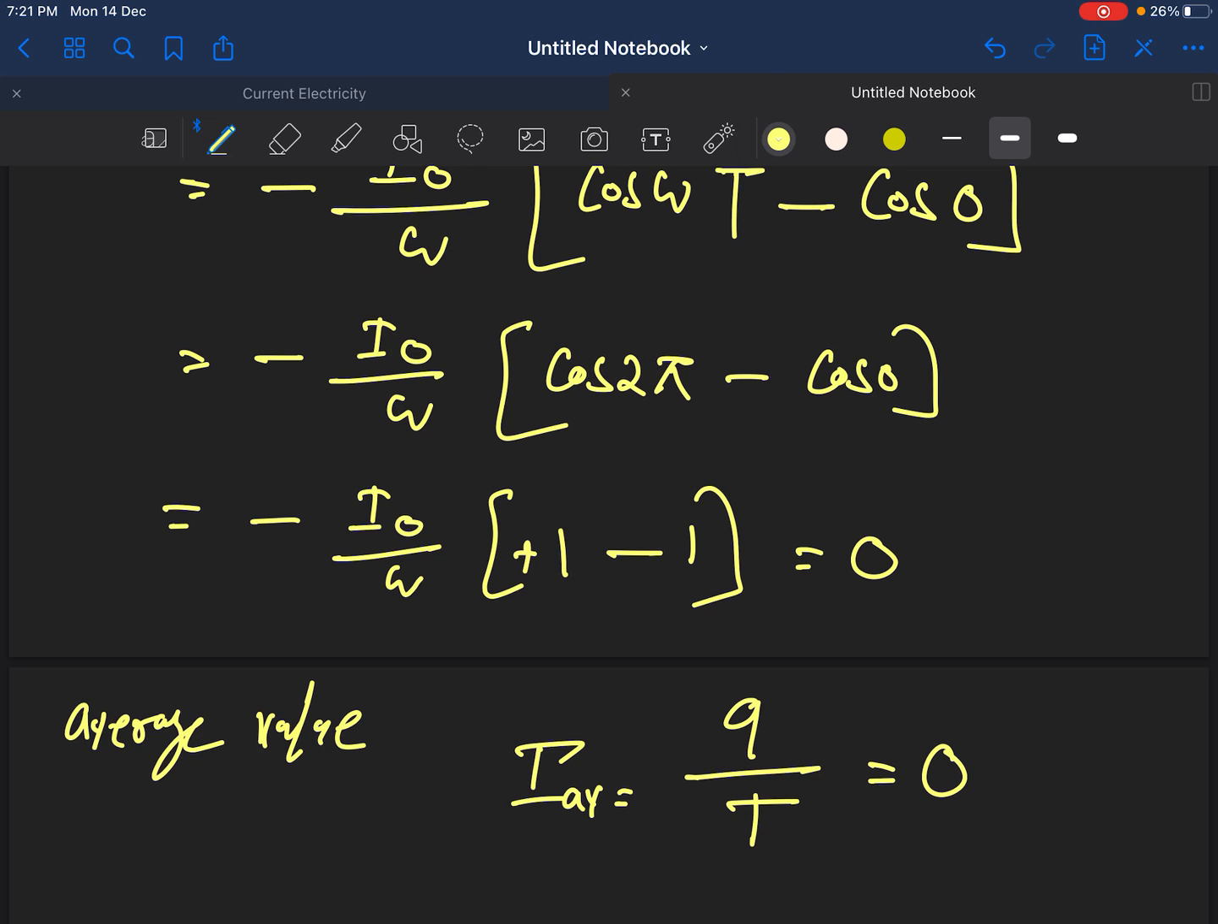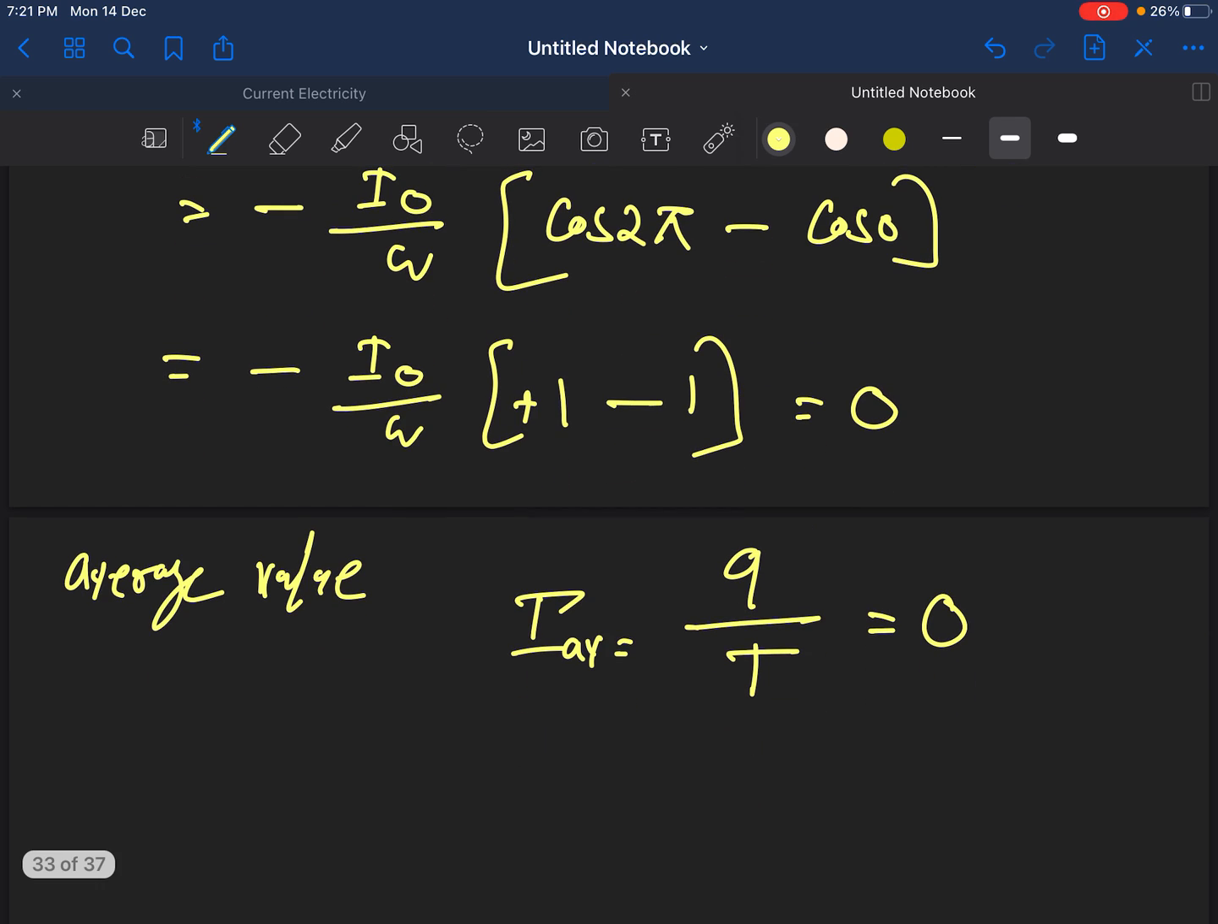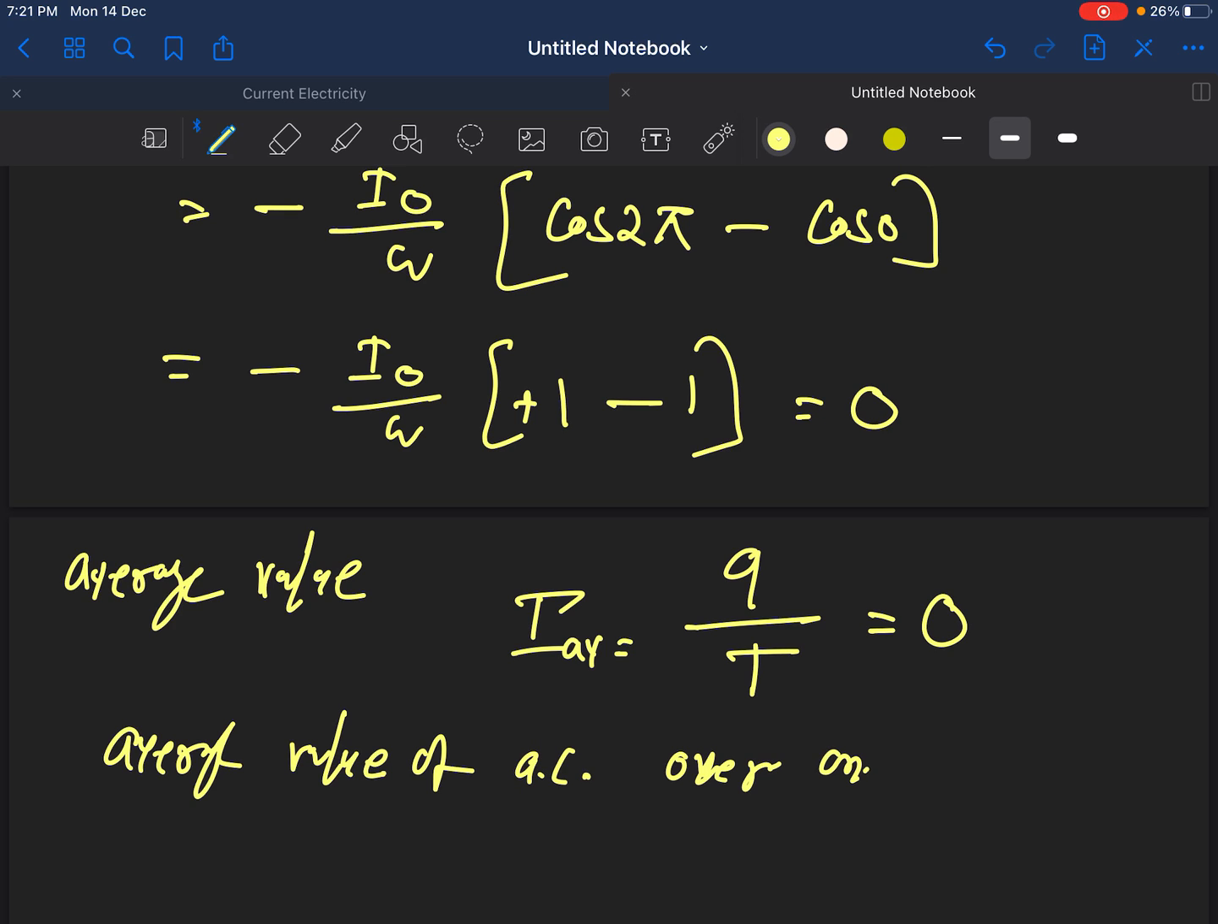So the average value for a complete cycle, keep this sentence in mind, it is very important. The average value of AC over one complete cycle of AC is equal to 0. So your average value over one complete cycle of AC will be 0.